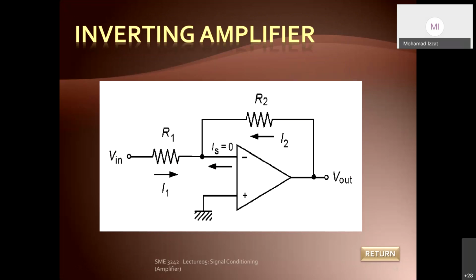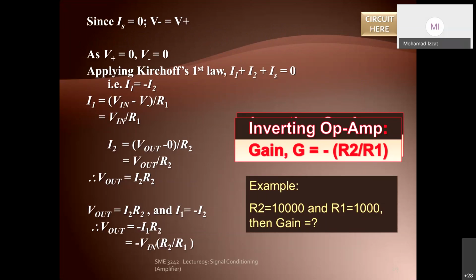Okay, then from this simple circuit, basically you can follow through the formula here. IS equal to 0, so V plus equals V minus, at the legs on top. So, applying Kirchhoff's first law, I1 plus I2 plus IS equals 0.